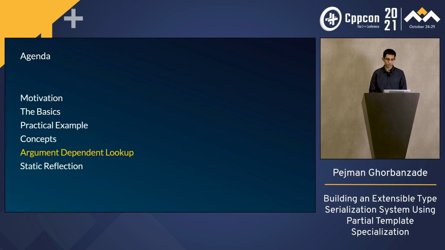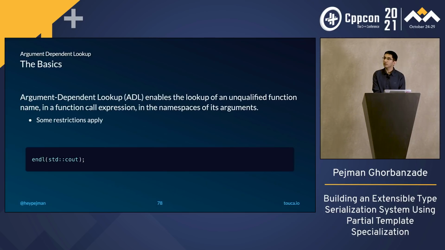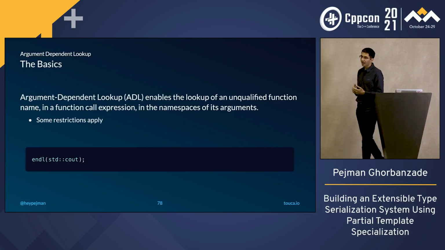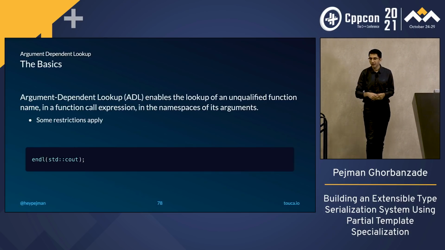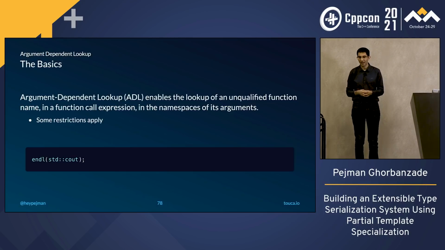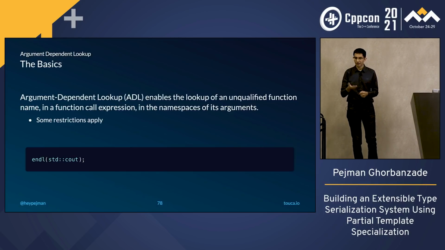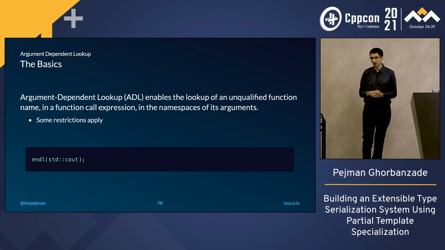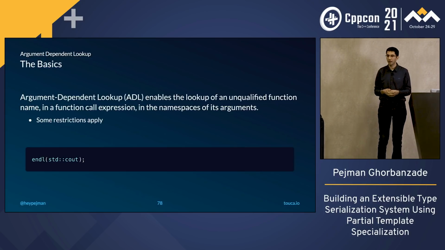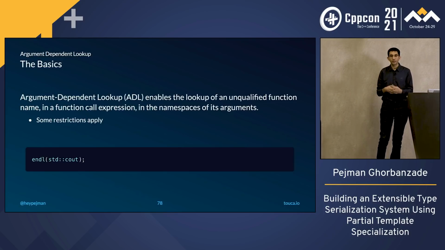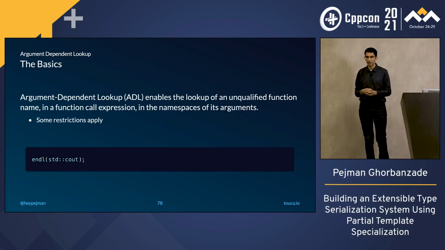Now, concepts are not the only alternative to partial template specialization. We can use ADL as well. The best way to explain ADL, without going into explaining all the rules and when it applies and when not, is to show you this code example that I really like. It's an endl function that we all know. It's unqualified. We are not specifying what namespace it belongs to. But we are passing the parameter to it, the output stream that it requires.